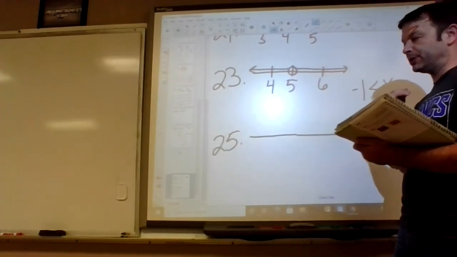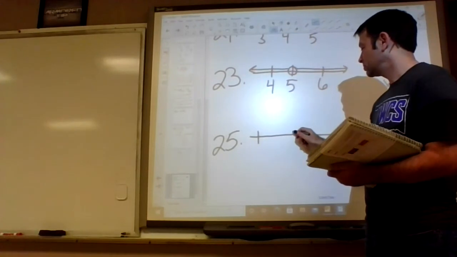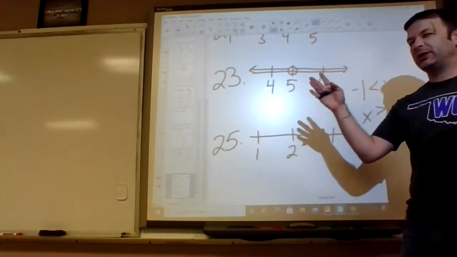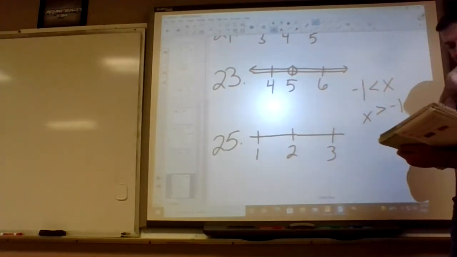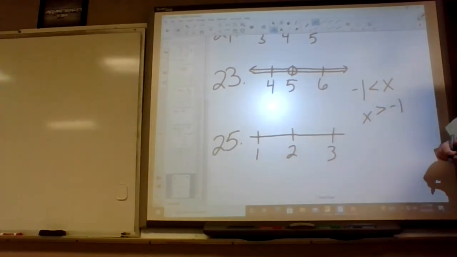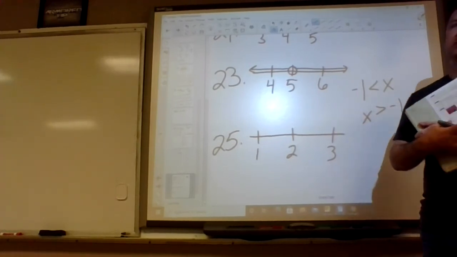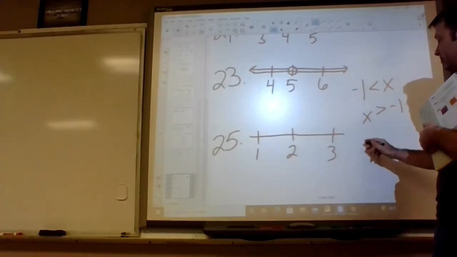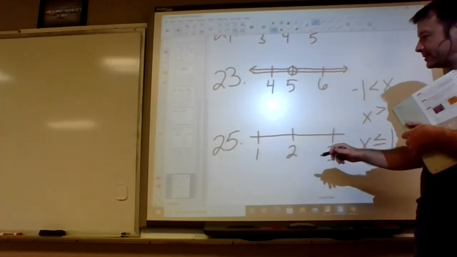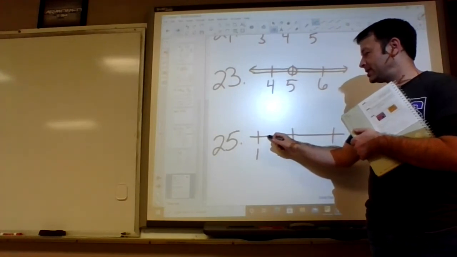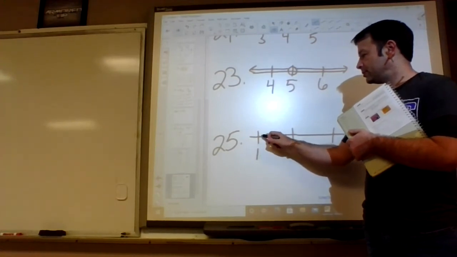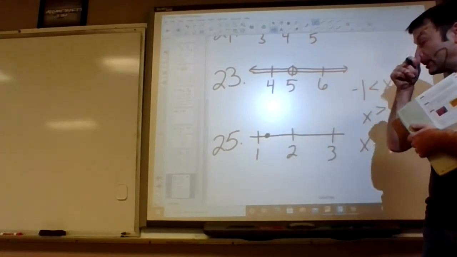Where is 1.2 at? It's right there, between 1 and 2. I'll just put 1, 2, 3. But is this going to be an open or closed circle at 1.2? Closed, because it says less than or equal to. So 1.2 is included. Where's 1.2 at? It's 2/10 of the way between 1 and 2. If you took 10 steps, it would be the second step over.